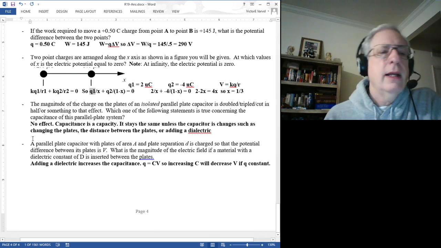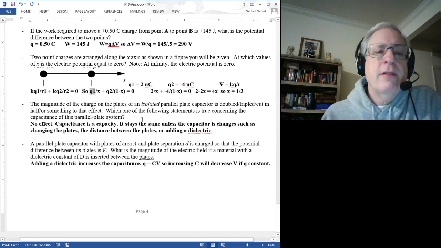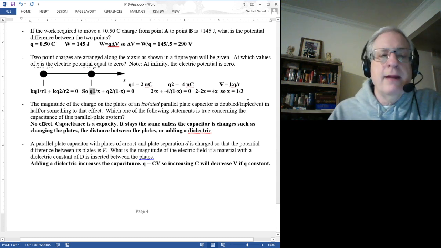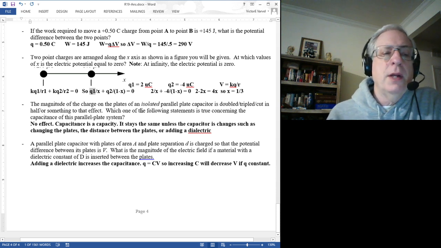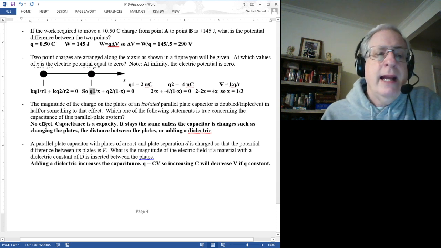All right, next one. The magnitude of the charge on the plates of an isolated parallel plate capacitor is doubled, tripled, cut in half, something to that effect. Which one of the following statements is true concerning the capacitance? So I'll tell you a whole lot of things, I probably will, and then one of them will be no effect. And the answer is no effect.